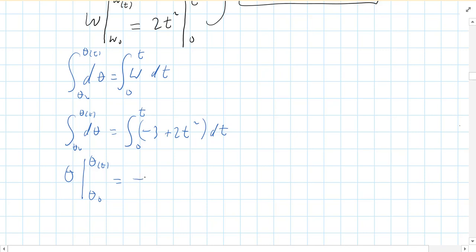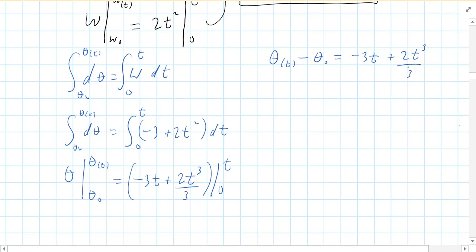On the right side, we get an expression: -3t plus 2t cubed over 3. I had to evaluate that expression from 0 to t, but that's pretty easy. On the left side, we just get theta as a function of time minus theta naught. On the right side, we get our -3t and then plus 2t cubed over 3.